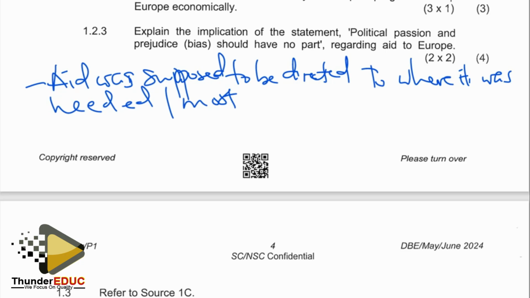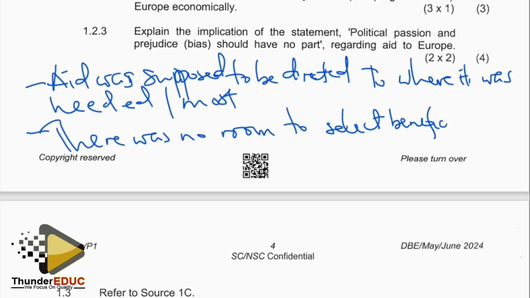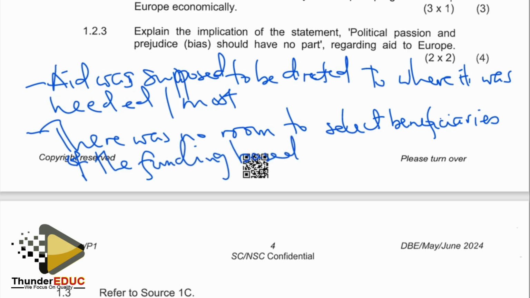They implemented the Marshall Plan as a way of resustaining the economies of Europe, which had been affected by the Second World War. So it means that they were supposed to direct the help to whoever wanted the help. And also, if we were to look at it from the other perspective, we would say there was no room to select beneficiaries of the funding based on political ideology.